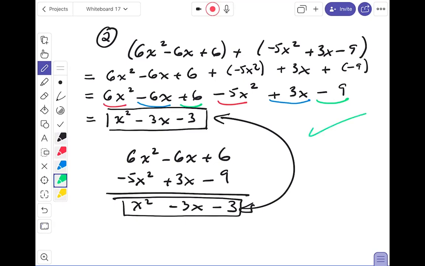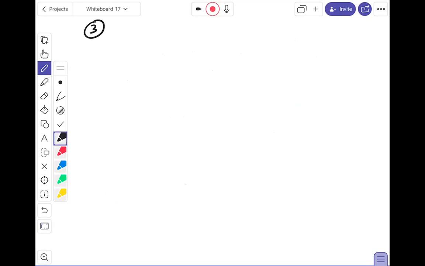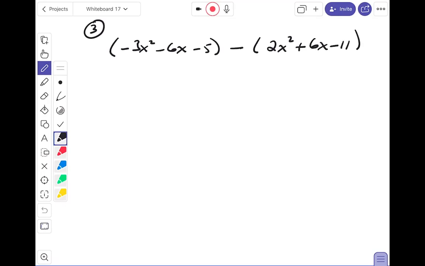All right, let's go to the next one, number 3. Relatively simple section. What's number 3? Again, it's 2 polynomials: minus 3x squared minus 6x minus 5, minus 2x squared minus 6x minus 11. There's a subtraction. It makes it a little more difficult for some students, not everyone.